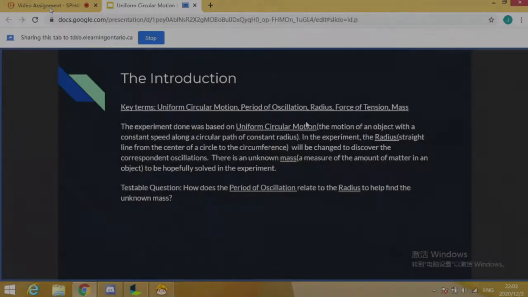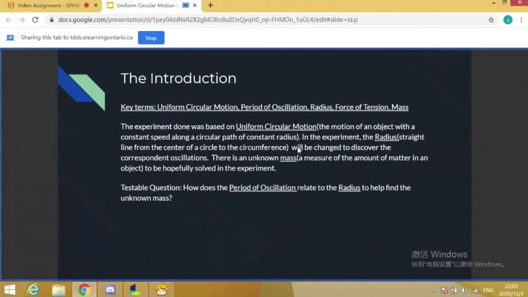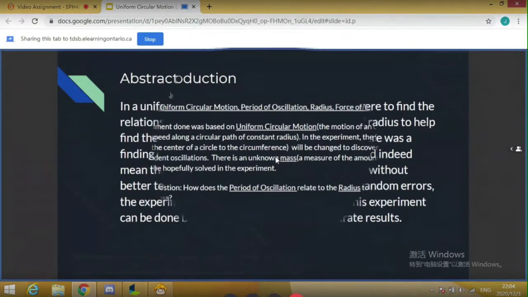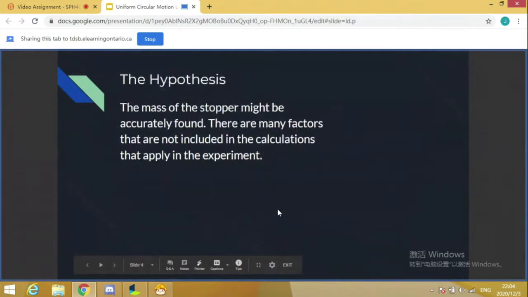In the experiment, the radius will be changed to discover the corresponding oscillations. There's an unknown mass. However, without better technology to account for systematic and random errors, the experiment can hardly find better results. This experiment can be done by many and show decently accurate results. So my hypothesis was the mass of the stopper might be accurately found. There are many factors that are not included in the calculations that apply in the experiment.